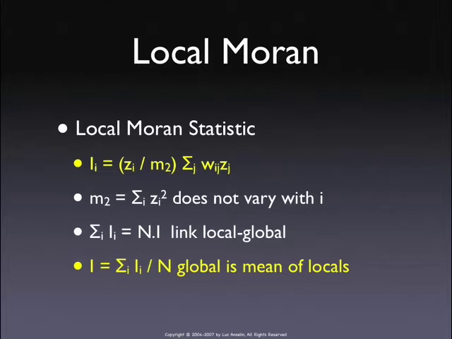So that's all it is. For each observation, you have the Z of I. These are the pieces that you have from the Moran scatter plot. You just scale them a little bit, and you have your local Moran statistic, and you're done. Then the question is, how do you know if it's significant, and how do you interpret it?